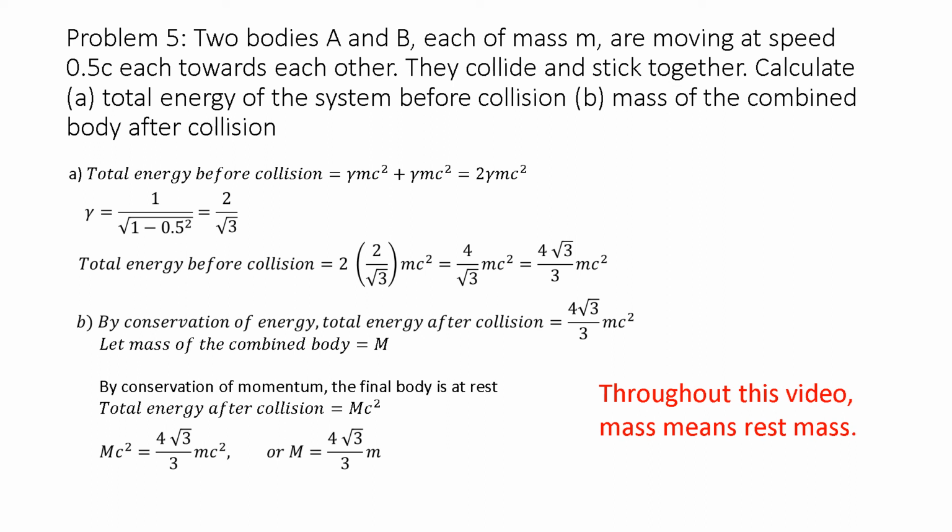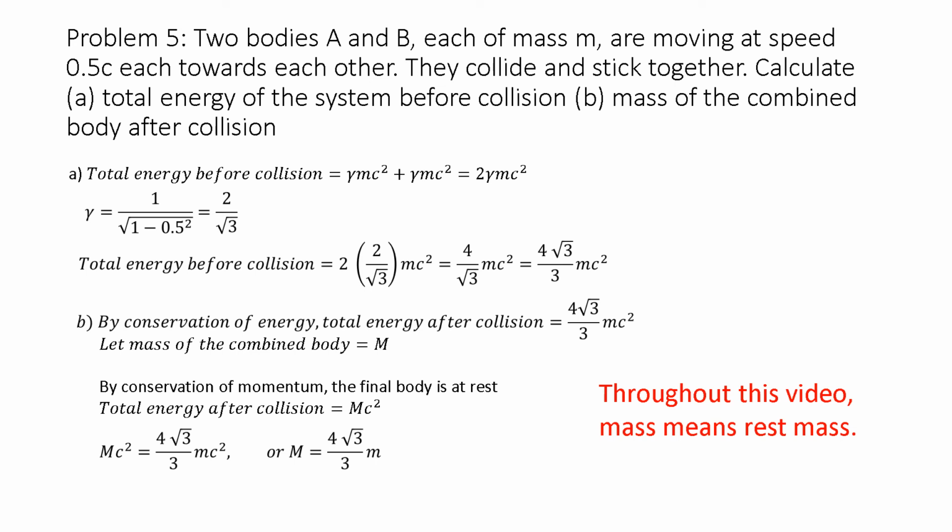In part A, both A and B are moving at same speed before collision, so they will have same gamma. Total energy before collision is energy of A plus energy of B, so gamma mc square plus gamma mc square or 2 gamma mc square. The value of gamma is 1 divided by square root of whole of 1 minus 0.5 square, because speed of each body is 0.5 c. Gamma equals 2 by root 3. So total energy before collision is 2 into 2 by root 3 into mc square. This equals 4 by root 3 mc square or 4 root 3 by 3 mc square.